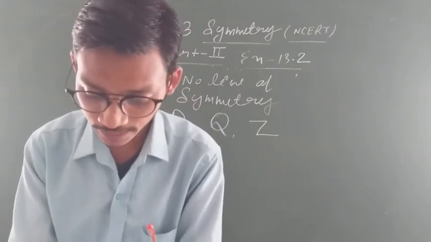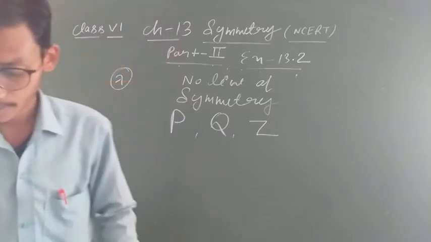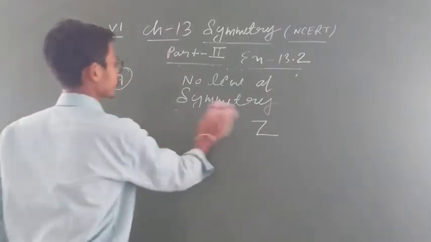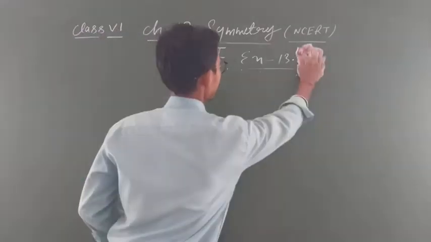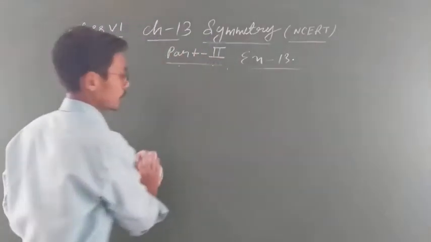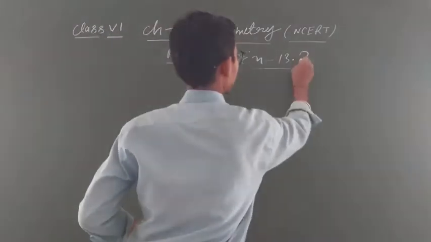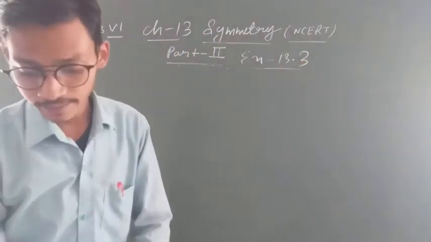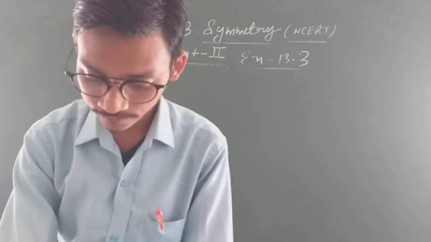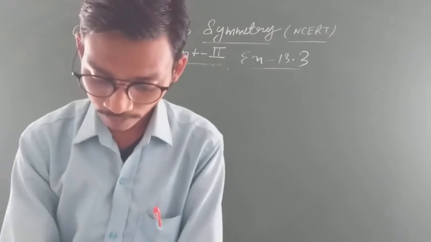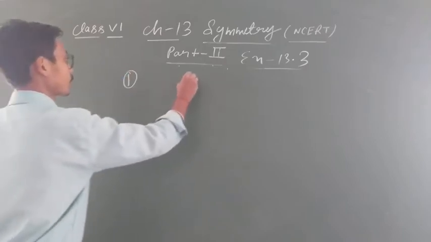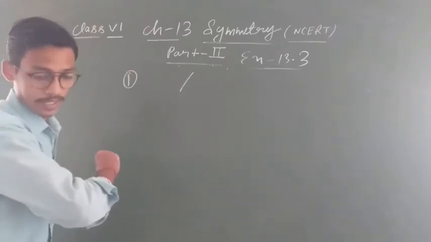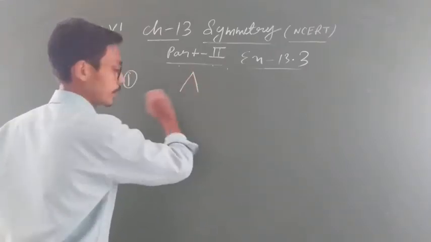Come on, exercise 13.3. 13.3 is also the same, student. Only you have to find out the line of symmetry. देखिए, the diagram is given. You have to find out the line of symmetry. देखो, the first diagram is given. This is like a star. देखो, you have to draw the star.